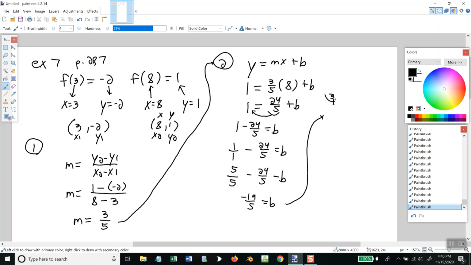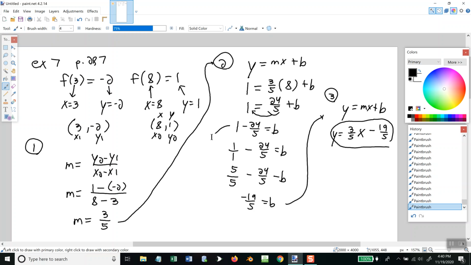And then step 3, we want to write our answer down. We plug in m from step 1, which is 3/5. We plug in b from step 2, which is -19/5. And that would be our answer.